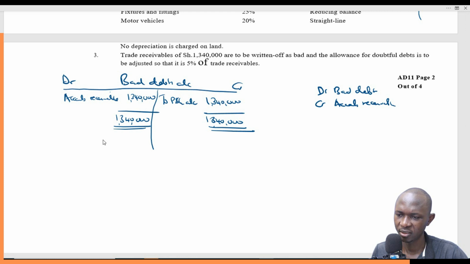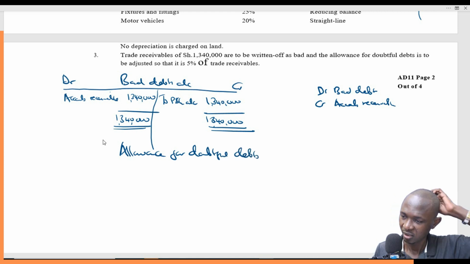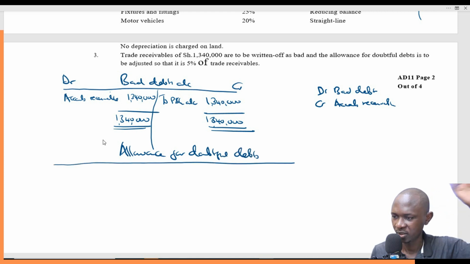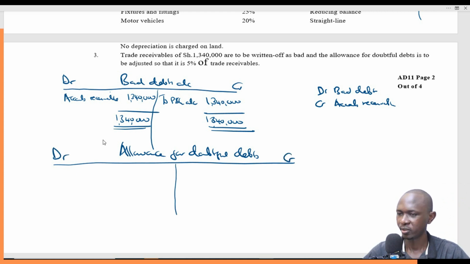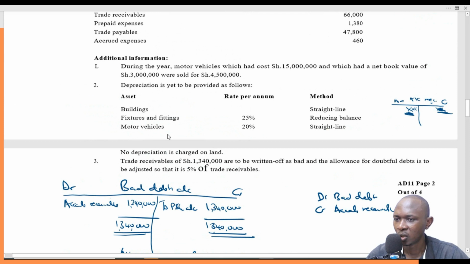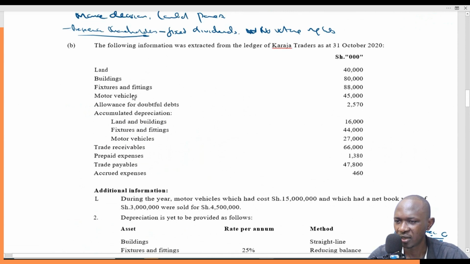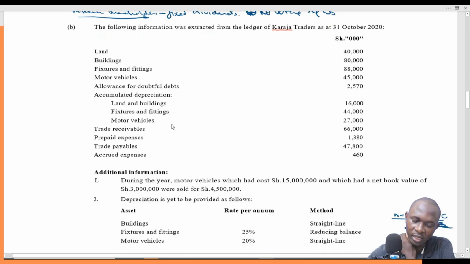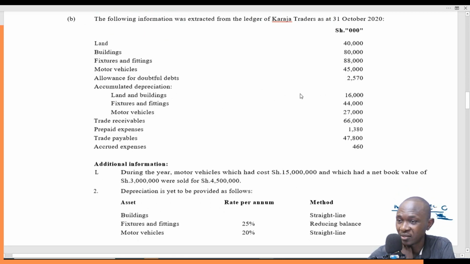Allowance for doubtful debts. So we'll also open it here. Again, we'll have it like that. This is debit, this is credit. Let's see how it goes. So, allowance for doubtful debts. We already had the allowance for doubtful debts, 2570. It's a credit account. So this is already the allowance for doubtful debts, and it's normally a credit account because it has that effect on the debtors.